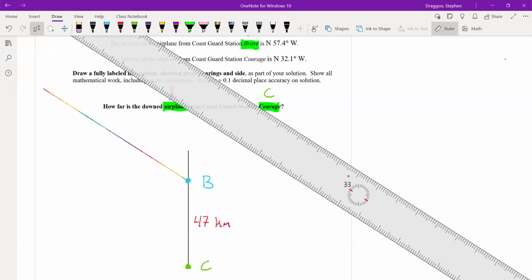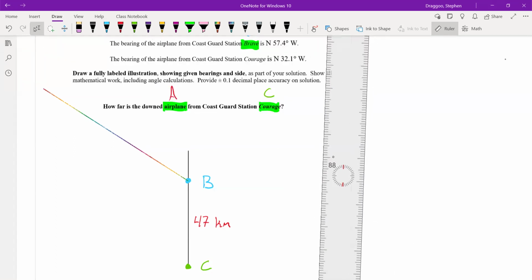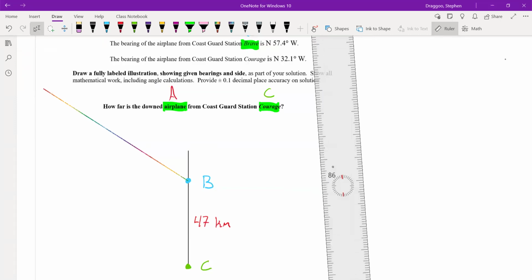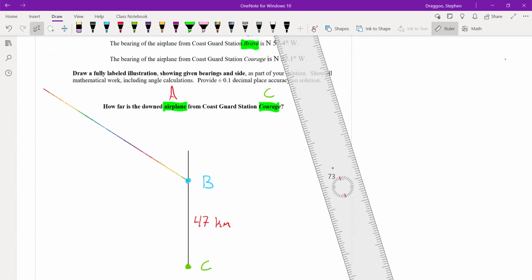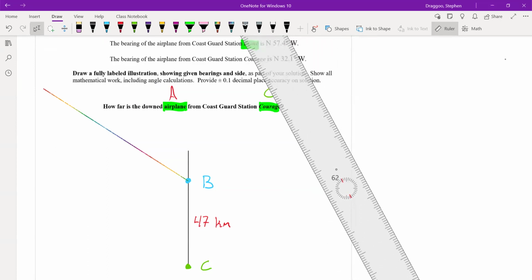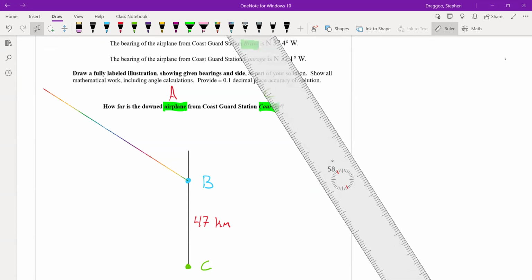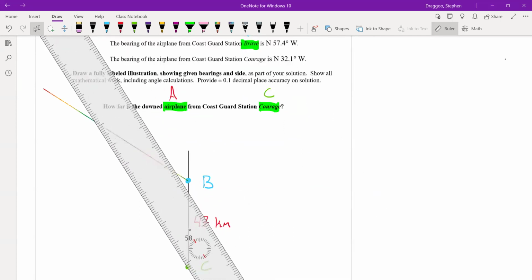The other one, Courage, is measuring a 32.1 degree bearing angle. Again, that's west of north, so measure it to the northwest. Again, I'll start from 90 degrees, but this time I'm only going to measure 32.1 degrees, though I don't have small decimals on here. So 30 degrees would get me to 60 there. Measure another 2 degrees, a 58-degree angle that way.